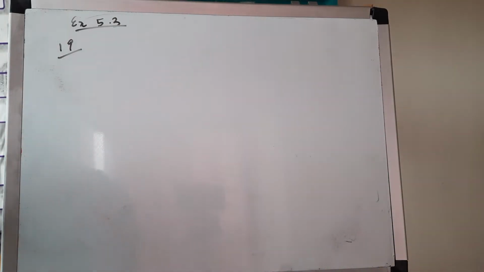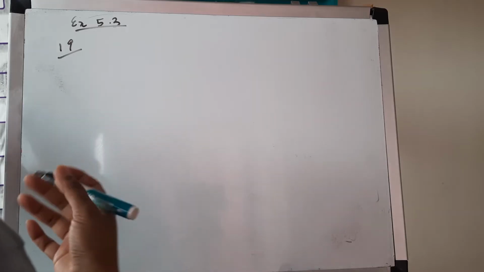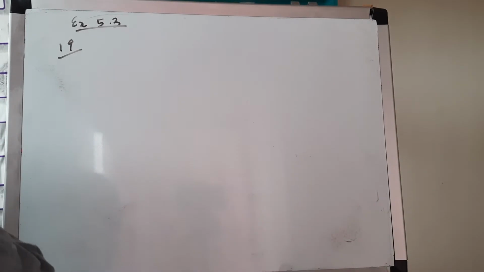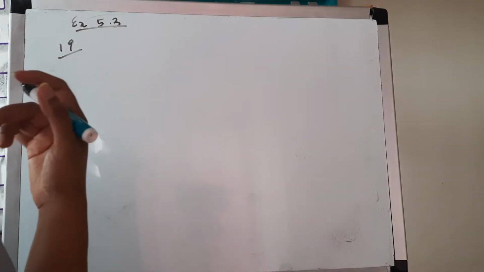Right now it is raining here in Mumbai, so my board might look a little dark, but I think it's visible. Okay, so let's move on to the 19th question of exercise 5.3, chapter 5, arithmetic progressions. Second last question, guys. Just some more to go.